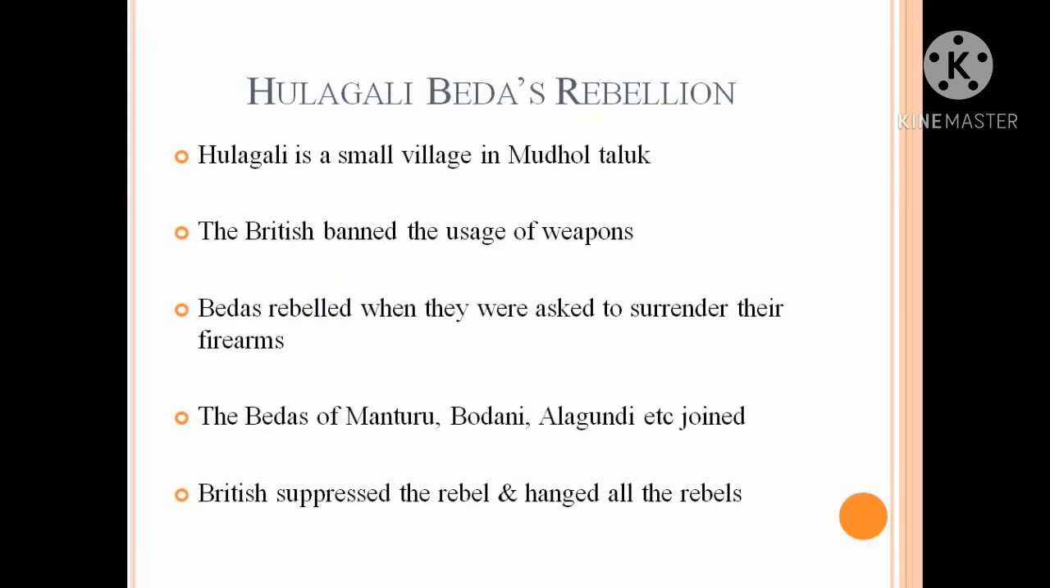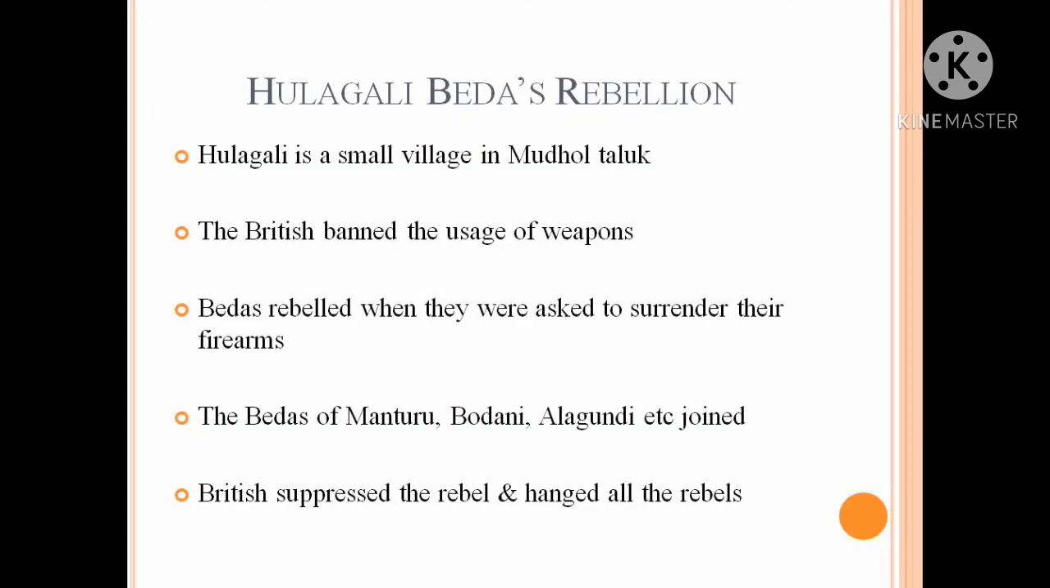And another one, the Halagali Bedas Rebellion. The Bedas of Halagali, a very famous rebellion actually. Halagali is a small village in Mudhol Taluk. Mudhol dog, very famous Indian breed. The British banned the usage of weapons. The Arms Act was brought by the British. According to that, all Indians had to take a license for their weapons, the gun, etc. They had to surrender their weapons.